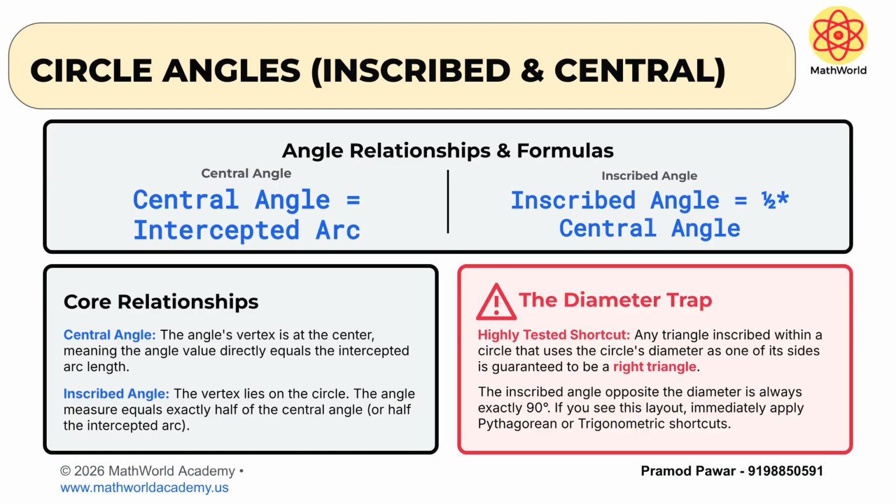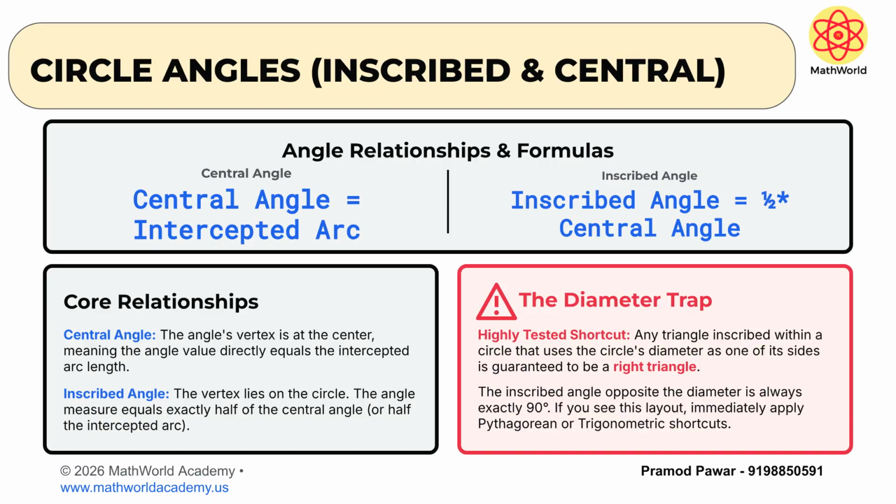Next is circle geometry. First, let's understand central and inscribed angles. A central angle is the angle made by the arc with the center, whereas an inscribed angle is the angle made by the arc with any point on the circumference. Note, a central angle is the same as the arc, and an inscribed angle is half the arc.